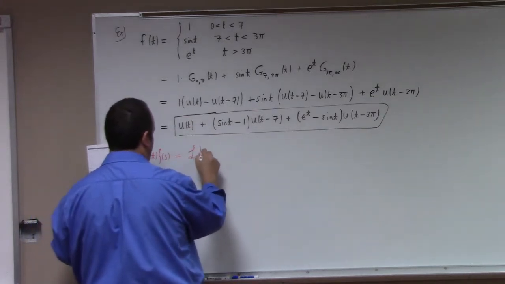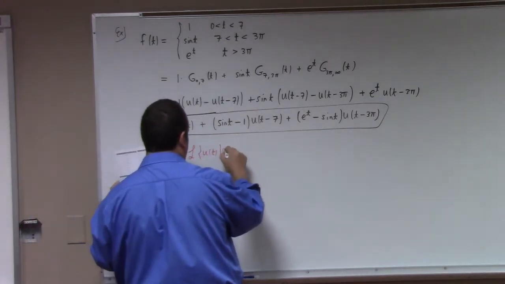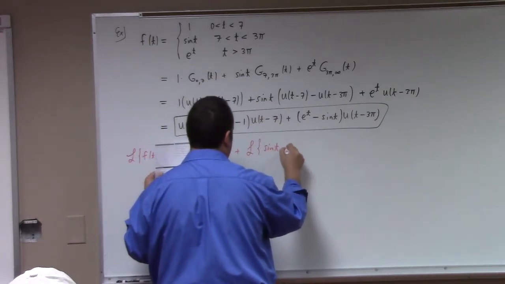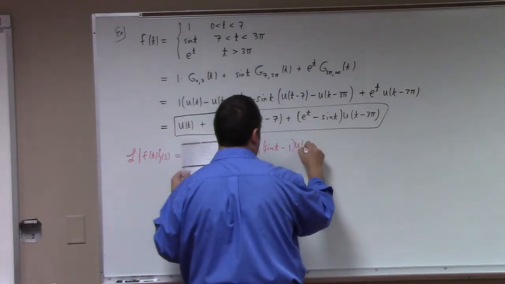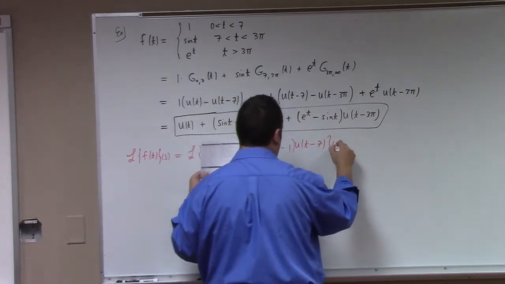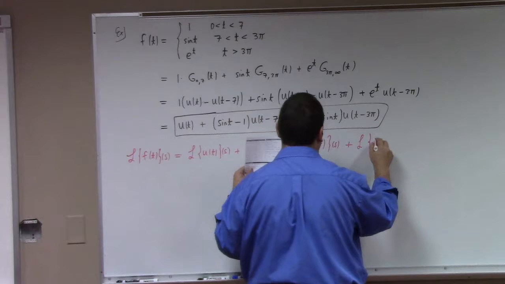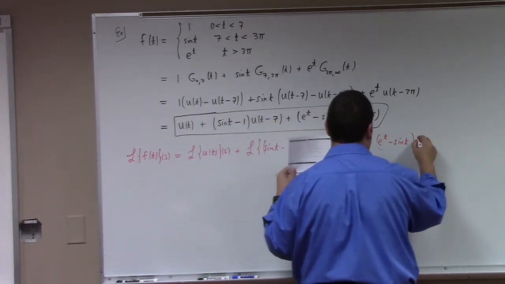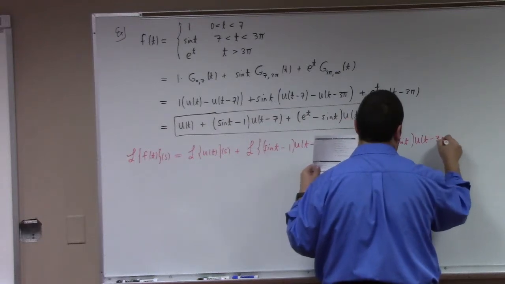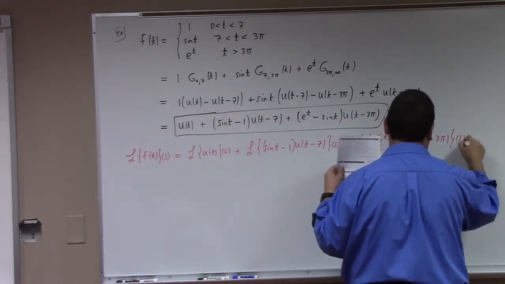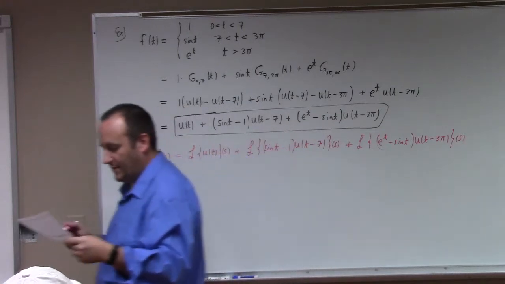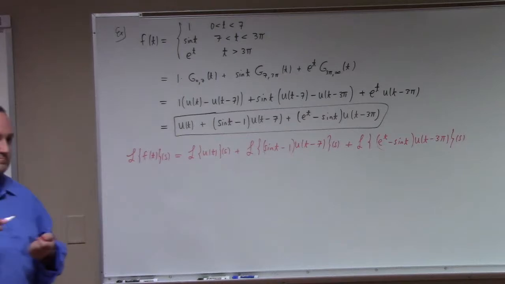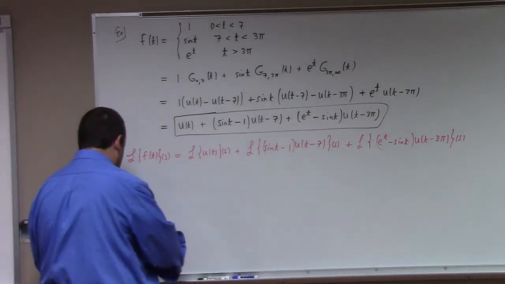We have the Laplace transform of u of t, plus the Laplace transform of sine of t minus 1 times u of t minus 7, plus the Laplace transform of e to the t minus the sine of t times u of t minus 3 pi. So we're going to use formula 8, which is sitting on its lonesome right below table 7.2. What is that theorem? What does that result say?